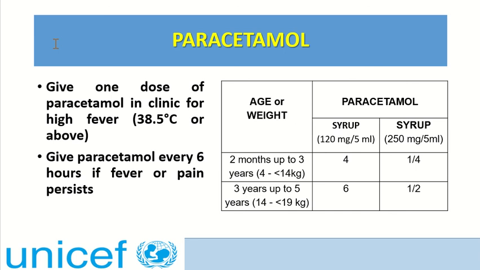half a dose. If the child is 3 years up to 5 years, which is a body weight between 14 kilograms to less than 19, we give him 6 ml in a concentration of 120 per 5 ml.